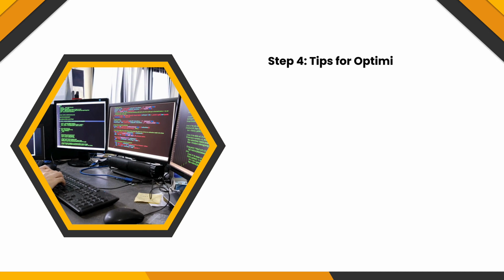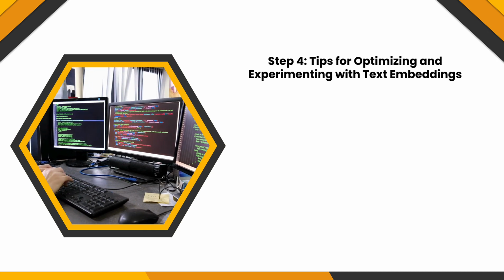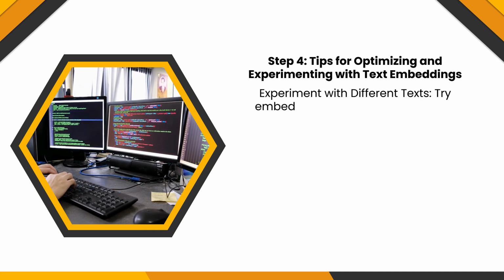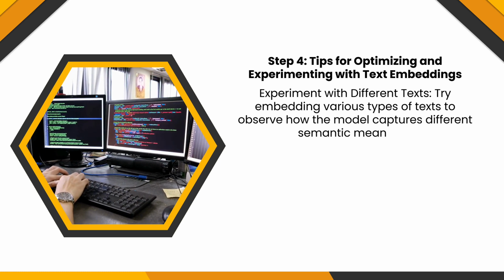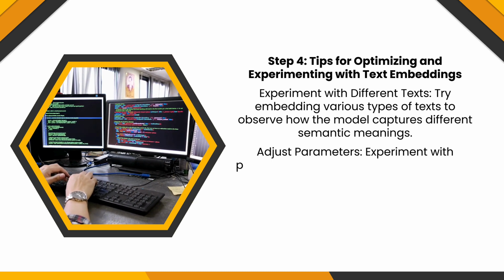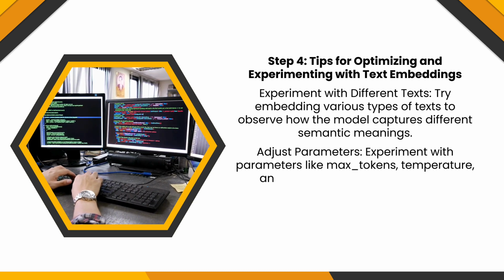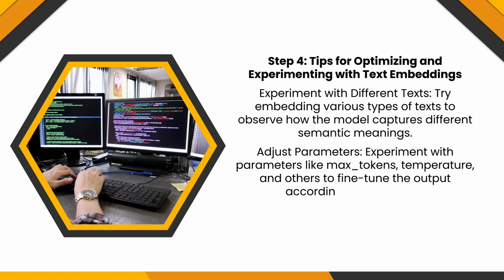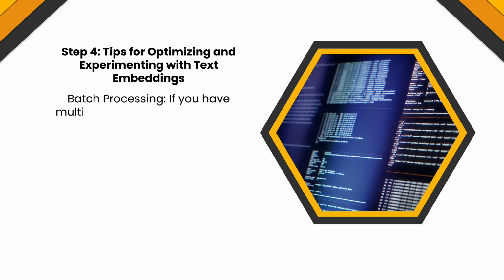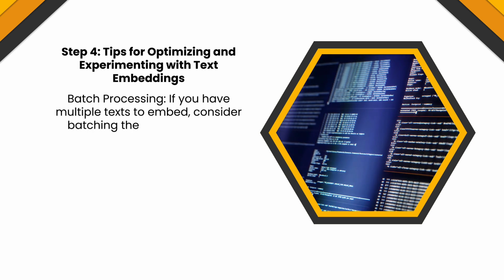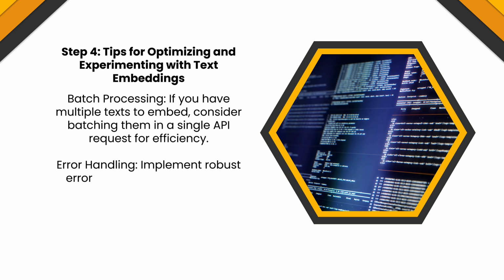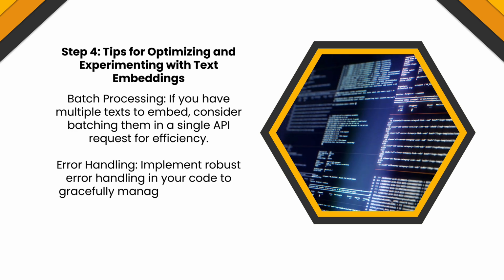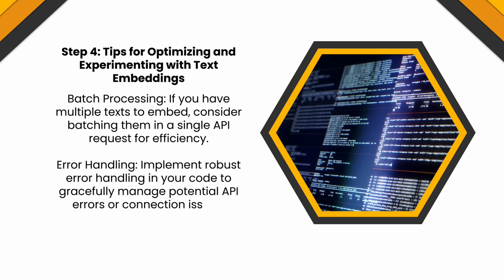Step number 4. Tips for optimizing and experimenting with text embeddings. Experiment with different texts. Try embedding various types of text to observe how the model captures different semantic meanings. Adjust parameters. Experiment with parameters like max_tokens, temperature, and others to fine-tune the output according to your needs. Batch processing. If you have multiple texts to embed, consider batching them in a single API request for efficiency. Error handling. Implement robust error handling in your code to gracefully manage potential API errors or connection issues.